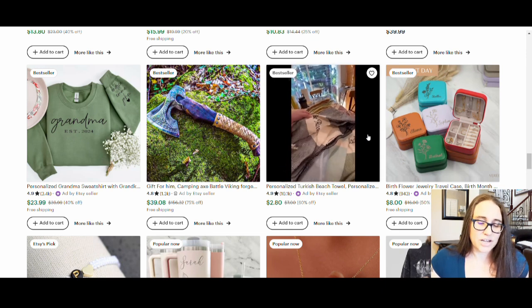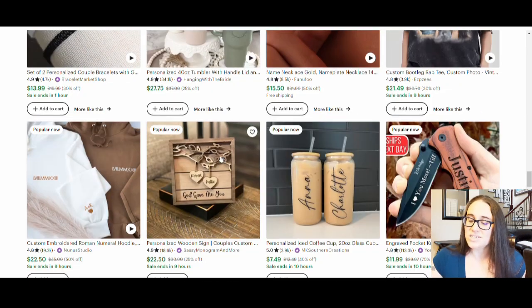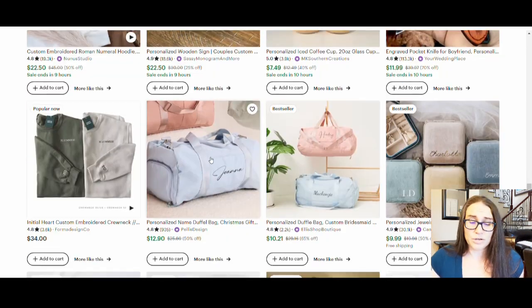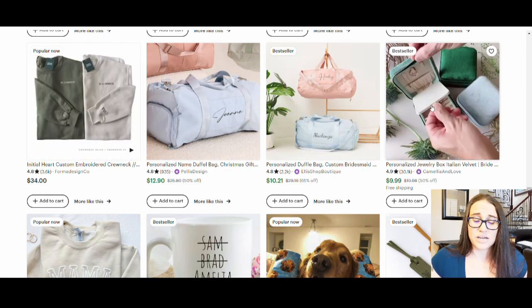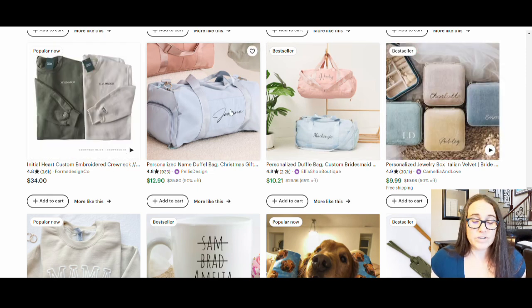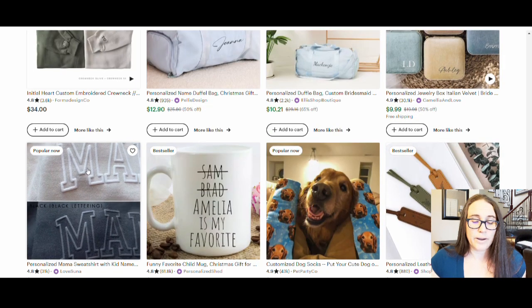Grandma established, and this one is a nice embroidered sweatshirt, and so that is a good idea too. So you can just go through here and get ideas of what is selling, what is popular, what kind of styles work, what kind of colors work. I'm seeing a lot of lights and pastels, a lot of simple but scripty fonts, very simple ideas, very subtle. And so this seems to be what is very popular.